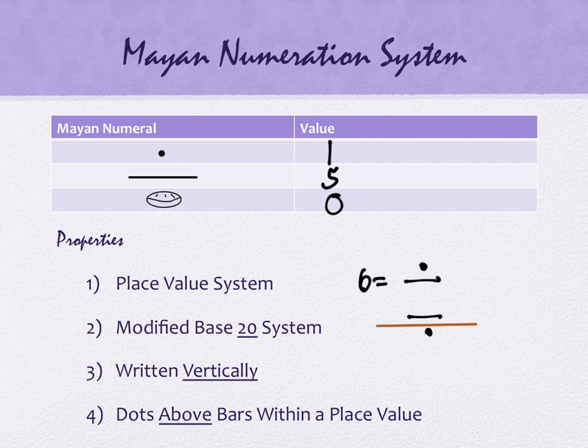Okay, so are you with me? Like with the Babylonians, smaller numerals in front of bigger ones force there to be a change in place value. Same thing here. If you have bars over dots, it forces a change in place value.